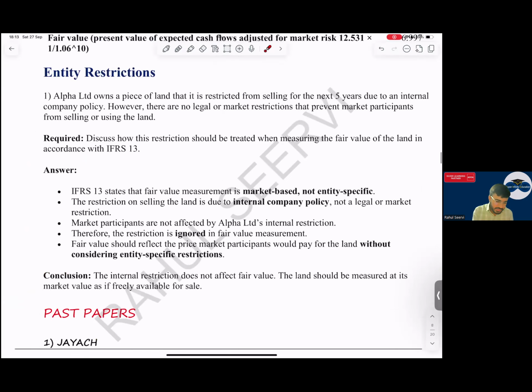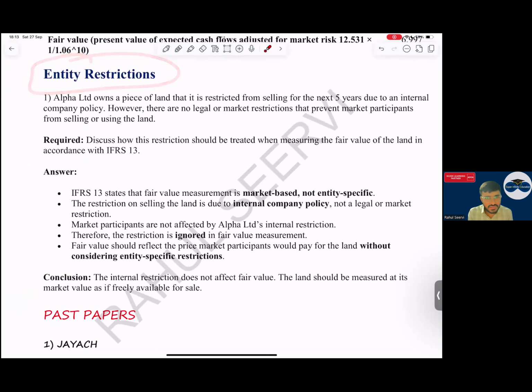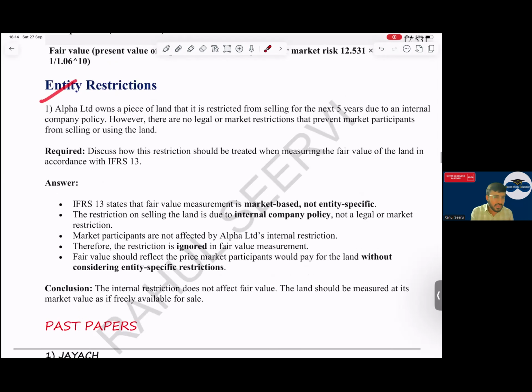Now we had done one more question regarding entity restriction. As I mentioned, when we calculate fair value, we ignore entity restriction. We consider only market, we consider asset restriction, or if there is any restriction based on the market by the law or etc., we should consider that. So these are the four types of questions which are frequently repeated in your exam.